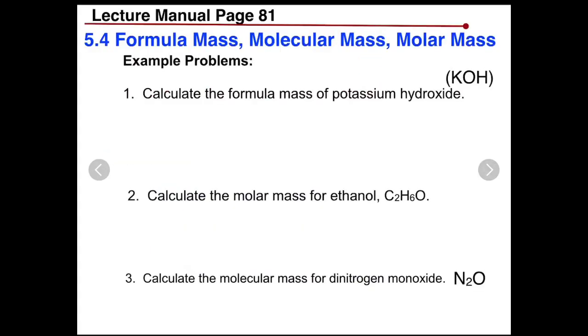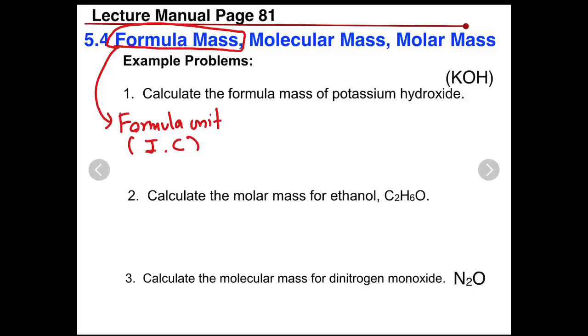The formula mass, molecular mass, and molar mass are going to be based off the chemical formula that we learned earlier. Pretty much the formula mass is going to be used for ionic compounds because formula mass is derived from the word formula unit. So this is going to be the chemical formula of an ionic compound. As you see, for example, potassium hydroxide contains metal and non-metal, so this would be an example of an ionic compound.